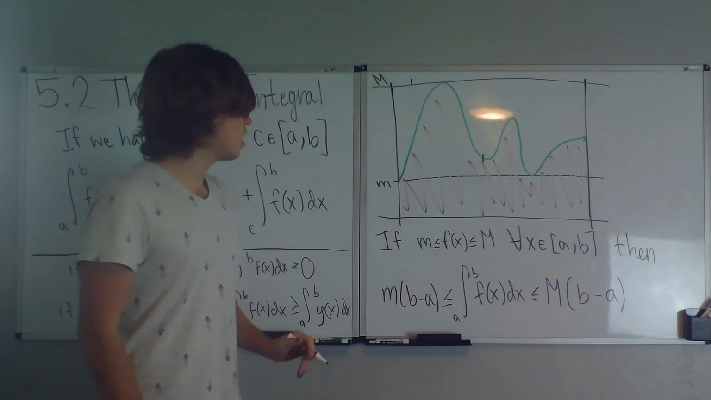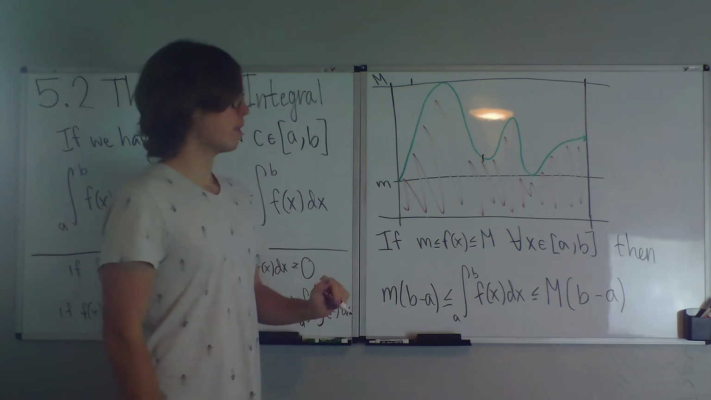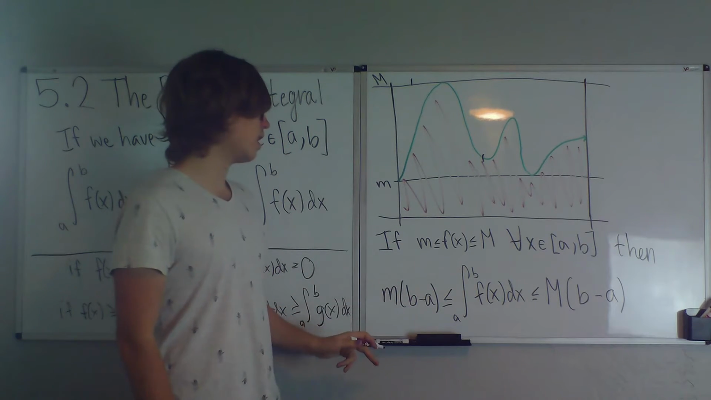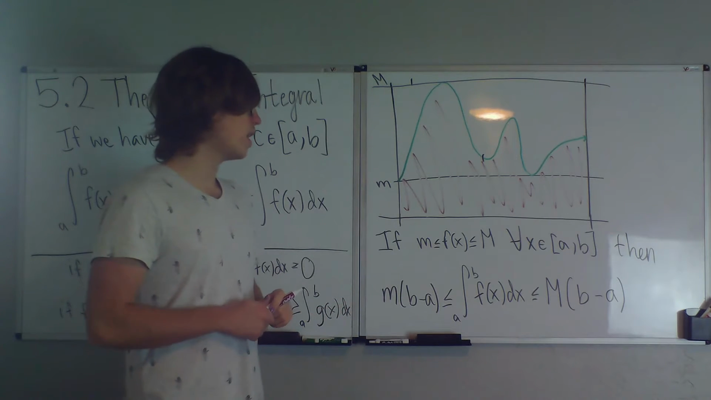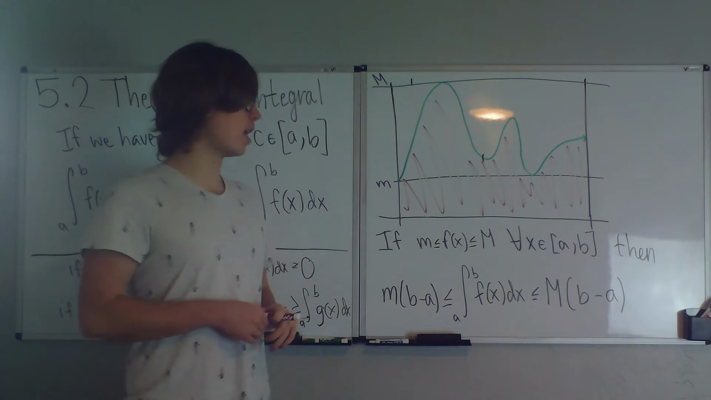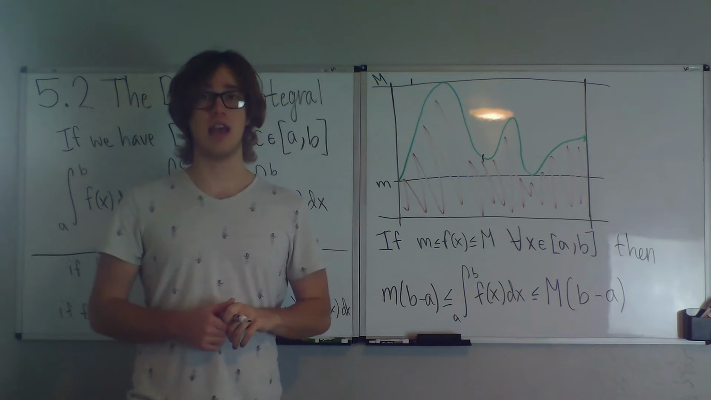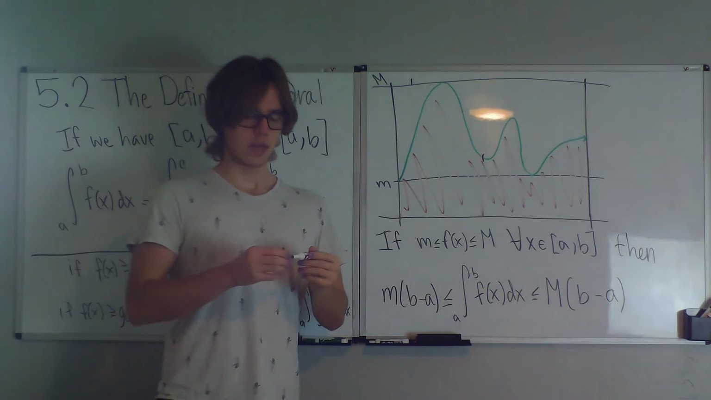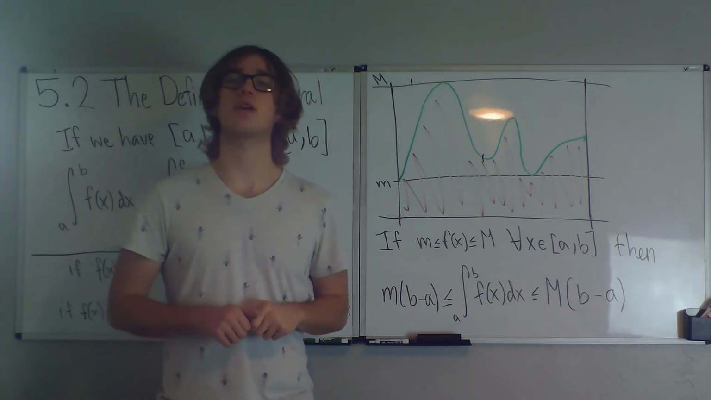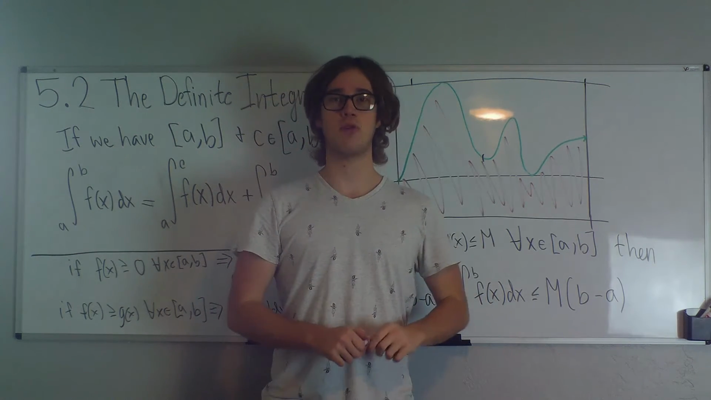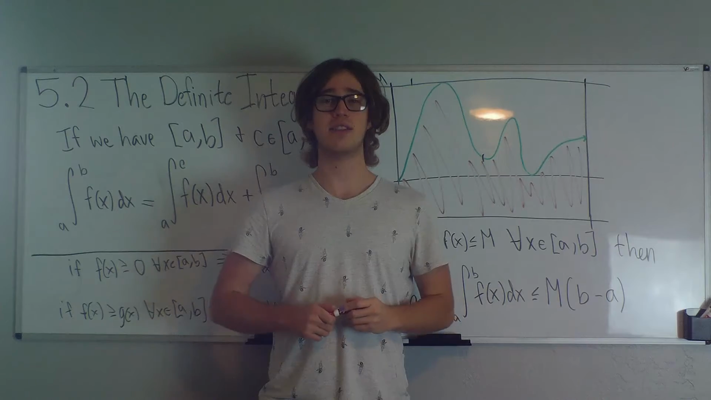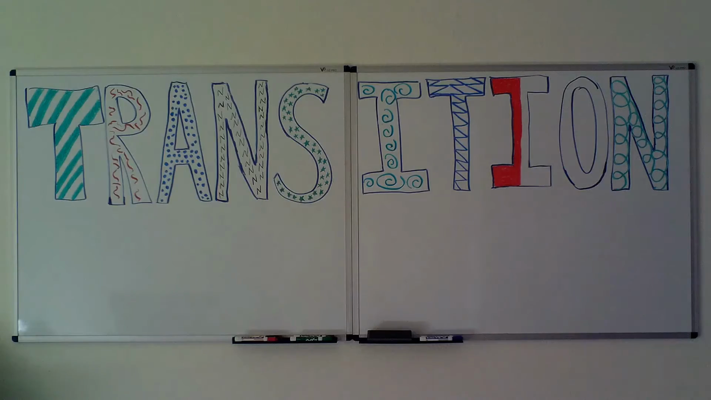than this. And so what we get is this property that m times b minus a is less than or equal to the integral from a to b of f of x dx, which is less than or equal to big M times b minus a. So that is all the stuff I wanted to go over in the lecture portion of the video. Let's transition to some practice problems.